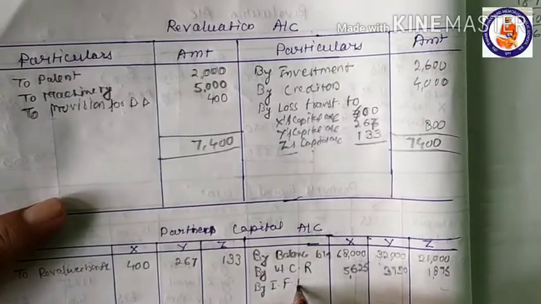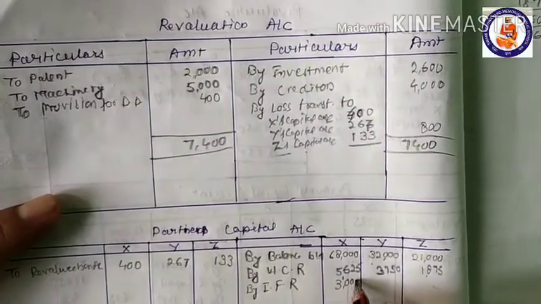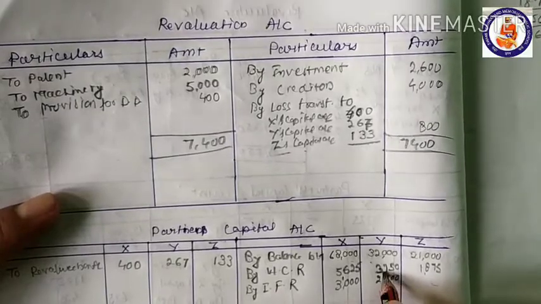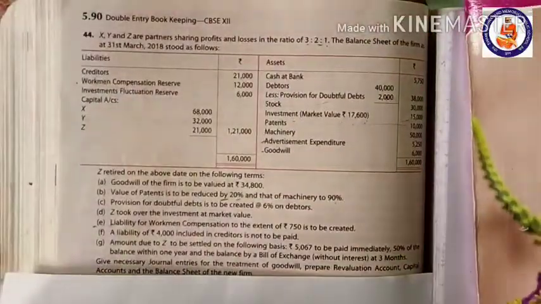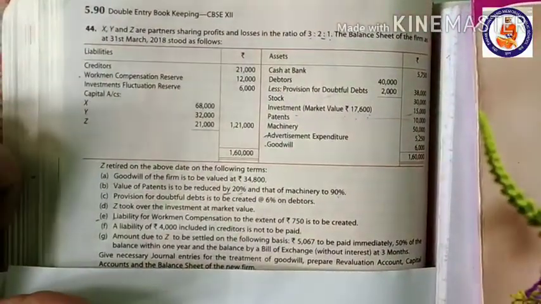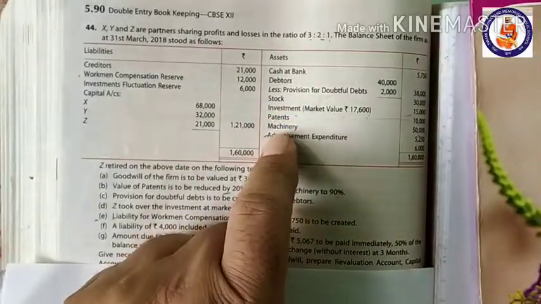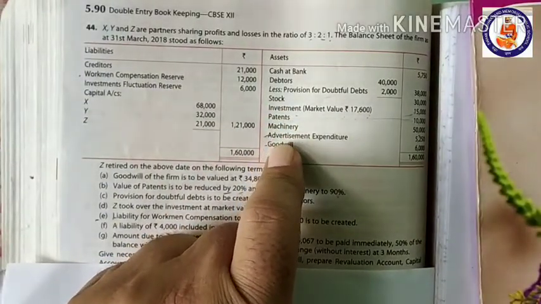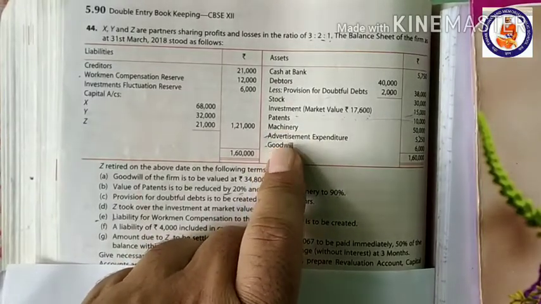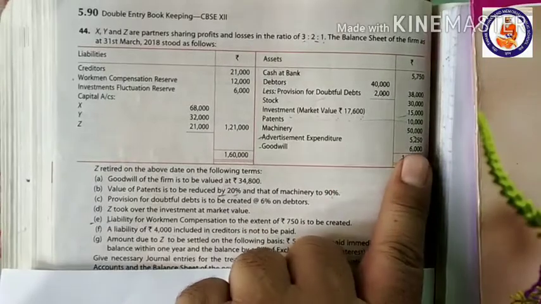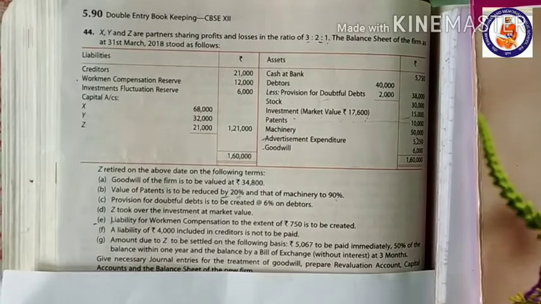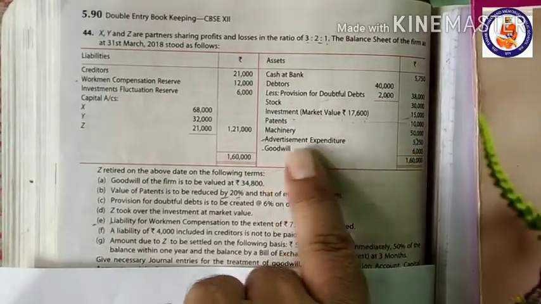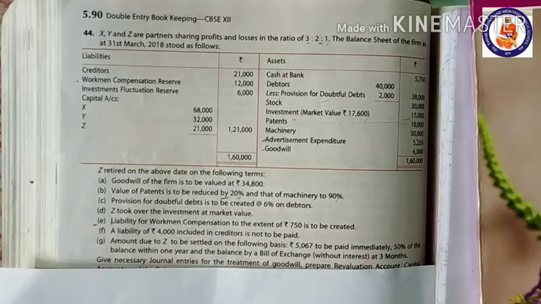Then a provision for doubtful debts is to be created at 5%. So we will make the arrangement for that. What is the journal entry? Provision for doubtful debts debit, market value, patent, revaluation account, and expenses of revaluation account 2,100 is paid by A. So A's account will be credited and the revaluation account will be debited in 3:1. Then, prepare the necessary ledger accounts and balance sheet after these admissions.